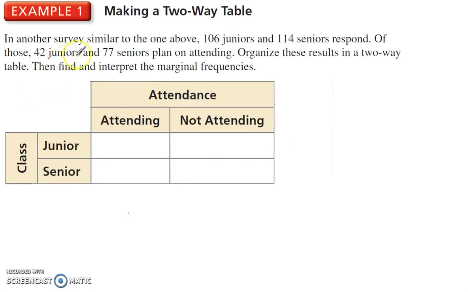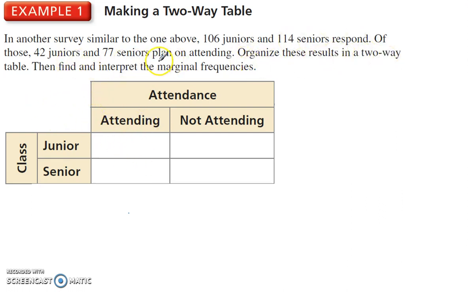We've got another example here, making a two-way table. Go ahead and copy down this two-way table, and we'll have a quick look at how we can find probability using it. We survey 106 juniors and 114 seniors. Of those, 42 juniors and 77 seniors plan on attending. We want to organize them in this two-way table.